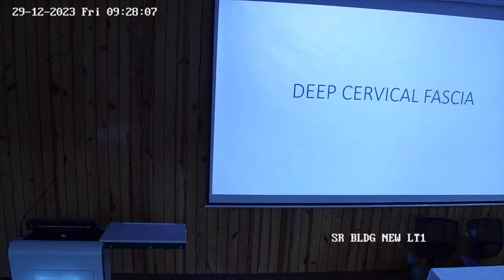Then you have the middle layer, which is around the trachea. I'll show you in the PPT also. That's called the pretracheal layer. It's surrounding the front and side of the trachea. What is it surrounding? The front and the side of the trachea. So it's called the pretracheal layer of deep cervical fascia.